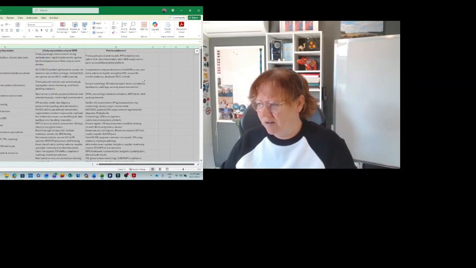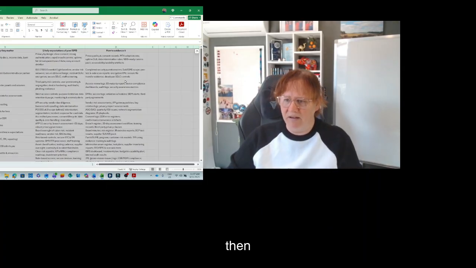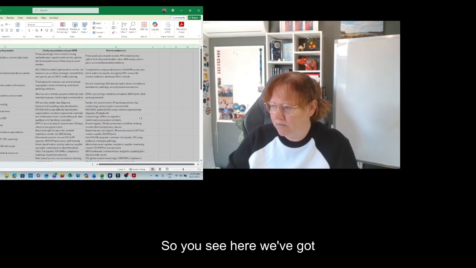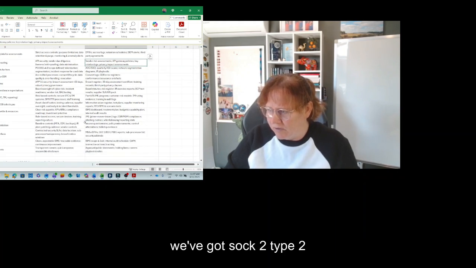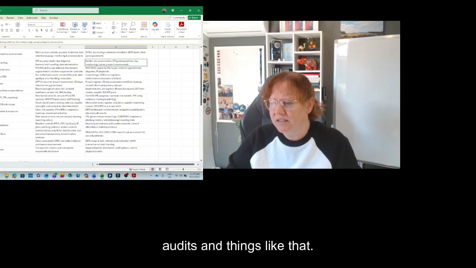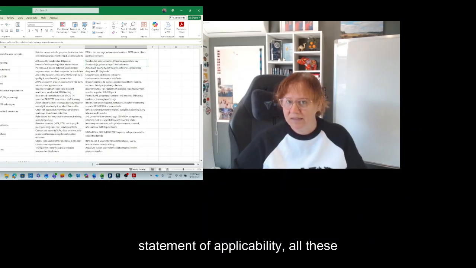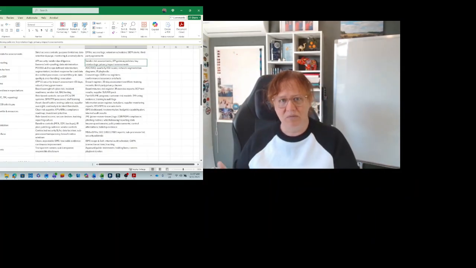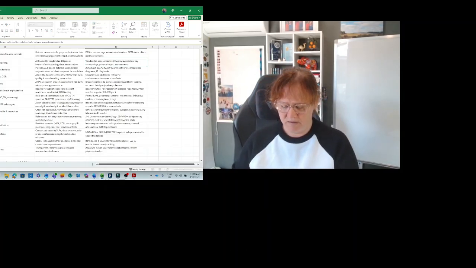We can really then hone in on this and understand what controls are actually relevant. So if you see here, we've got vendor risk assessments, privacy impact assessments, SOC 2 Type 2 audits and things like that. So that's telling us, okay, in our statement of applicability, all of these control requirements are therefore applicable. Stakeholders.